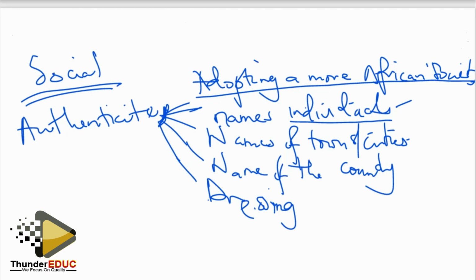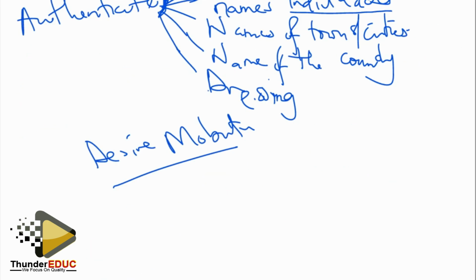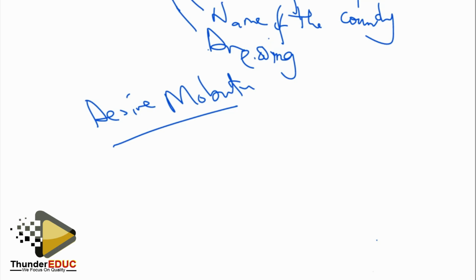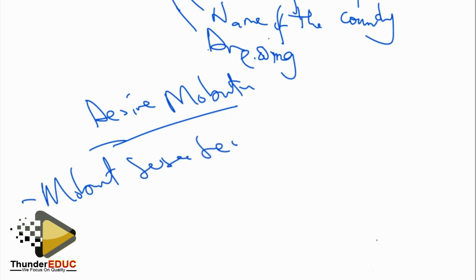And also, he himself led by example. Remember, he was named Desire Mobutu. That was his original name. But because of authenticity, he wanted people to believe that he meant what he was saying. He changed his name to Mobutu Sese Seko Wazabanga.